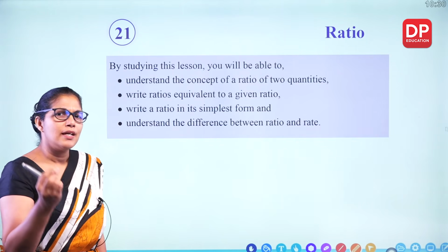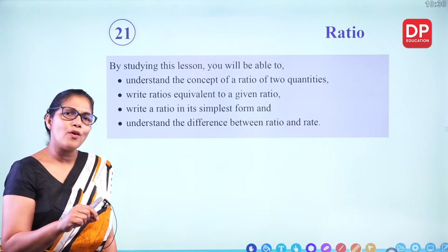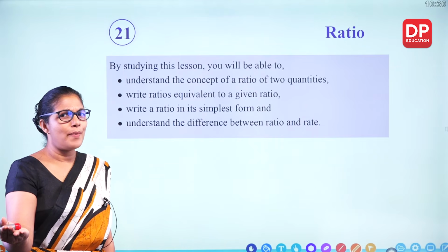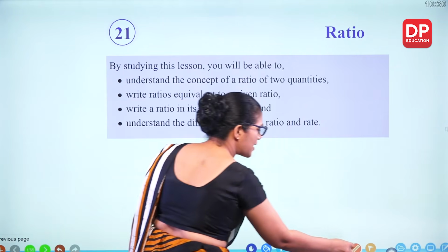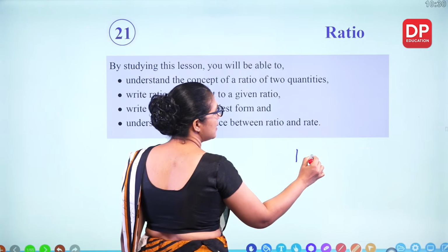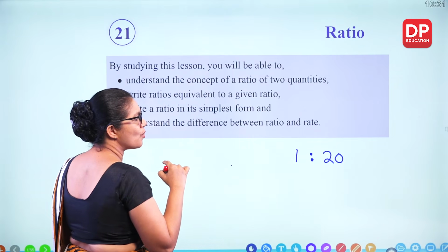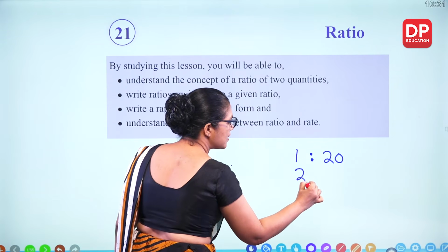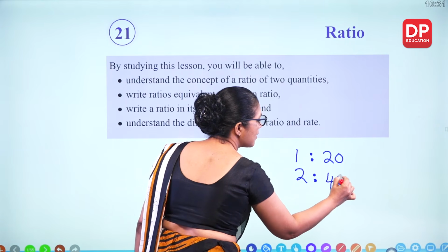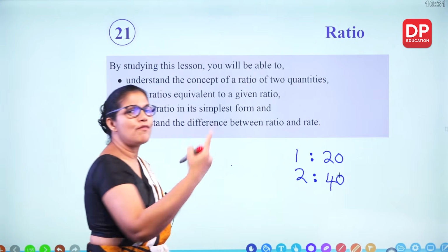Think about 1 apple is 10 rupees. What about 2 apples? That's 20 rupees. So here I can write 1 apple, 10 rupees, a 1 to 10 ratio, and 2 apples, 20 rupees. This is increasing. If 1 apple is 20 rupees, 2 apples, 40 rupees.